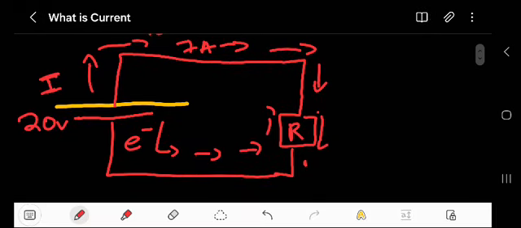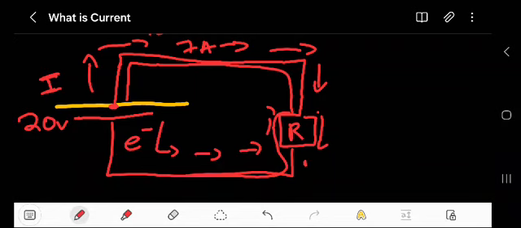I like to treat the current as water. Let's say the 7 amps is 7 liters of water, and this is my tap. I open the tap, and the 7 liters of water will move and move, pass through the resistor R, and return back.